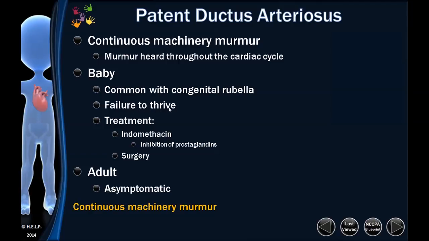So the baby may present with failure to thrive, and it's common with congenital rubella. The treatment is, when they're a baby and we hear it, we can give indomethacin. This inhibits the prostaglandins, allowing the PDA to close naturally on its own. If it doesn't, then we can go in there and do surgery.